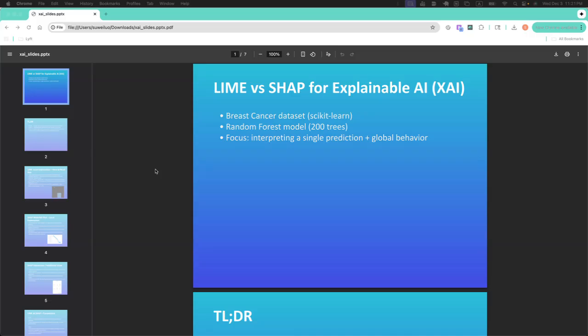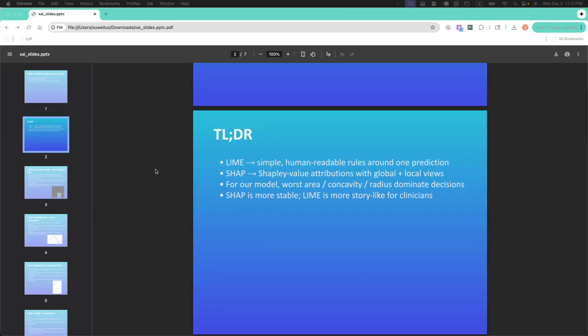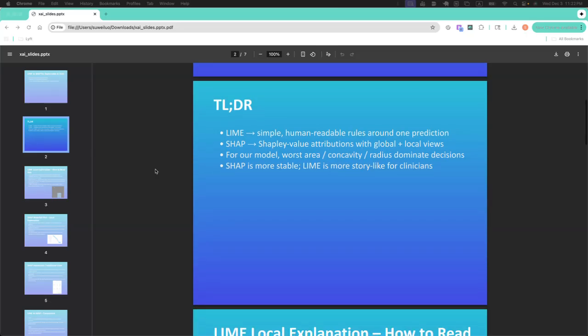One is called LIME, the other is called SHAP. TLDR is that LIME gives simpler and more human-readable rules around one prediction. SHAP is based on Shapley value attribution, with global and local views. For our model, the TLDR is that we found the worst area, concavity, and radius dominate the decision of whether it is benign or not. Another thing is SHAP is more stable, while LIME is more like storytelling for the clinicians.